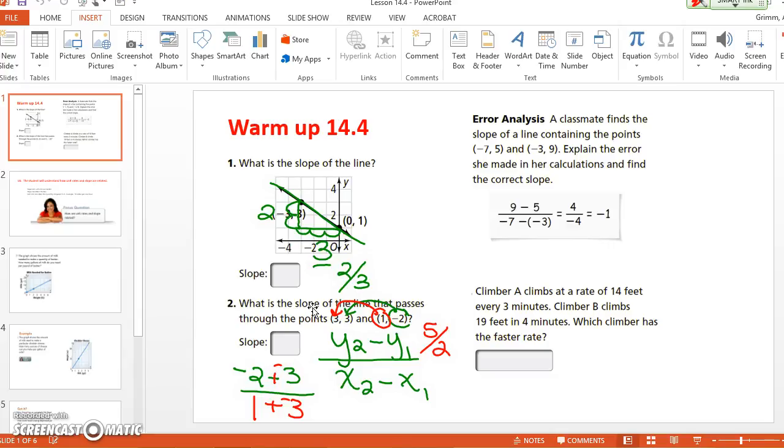Okay, we talked about that. Typically we do not change improper slope into a mixed number unless we're dealing with something where we need to, like a real life situation, but most of the time we're going to use it just like that, so we don't need to convert it.